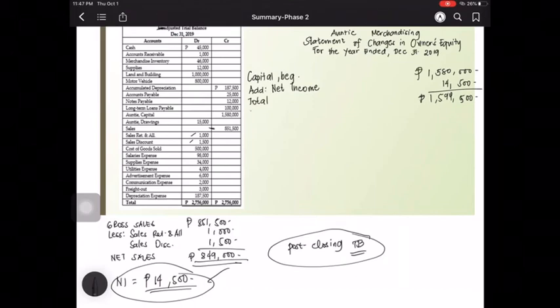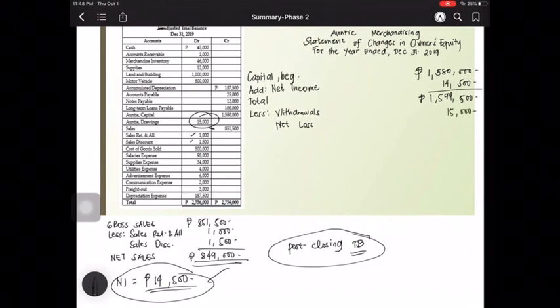Next, once we are done adding your net income, we determine the elements which would decrease the capital beginning account. So we have here your withdrawals or your net loss. Now, look at the given in the problem. Do we have any amount for withdrawals here? In our case, we have withdrawals amounting to 15,000. So you deduct it from the total.